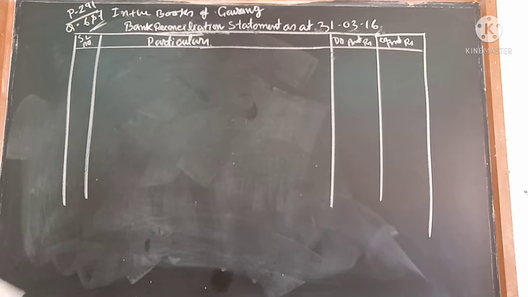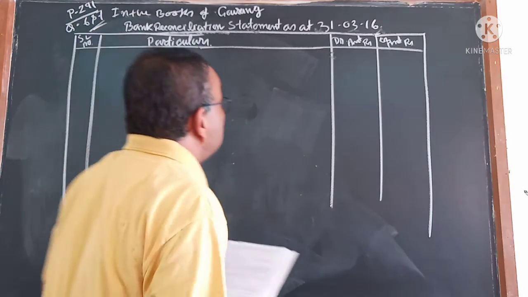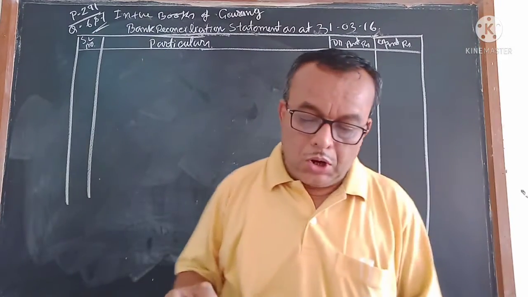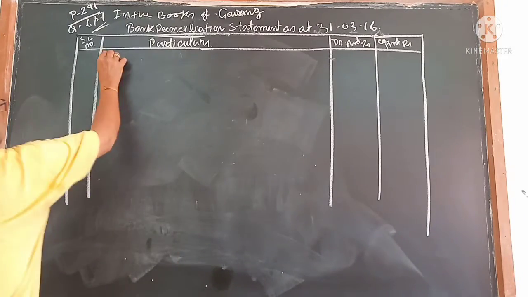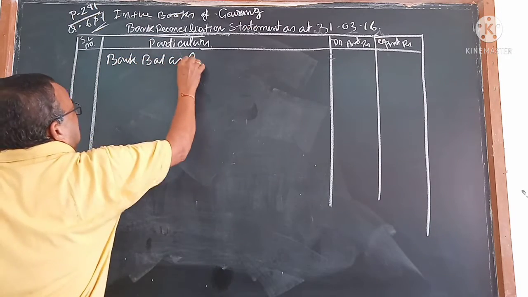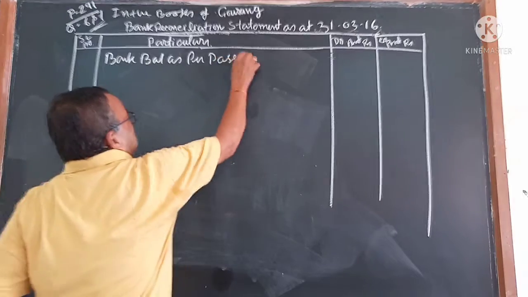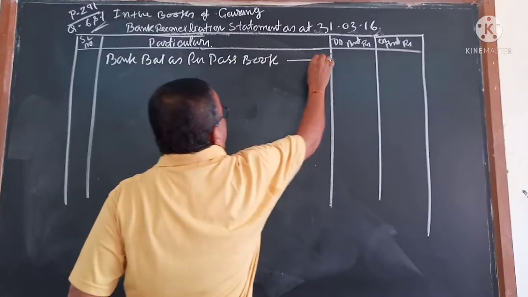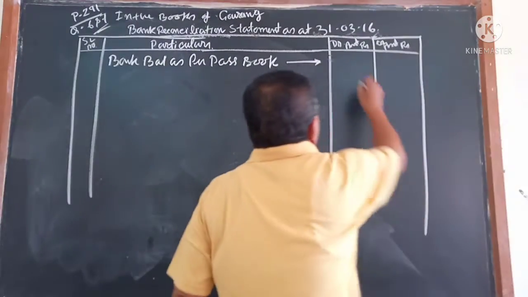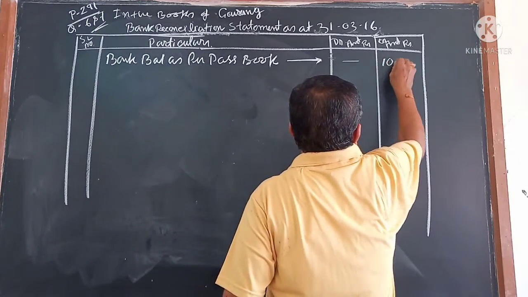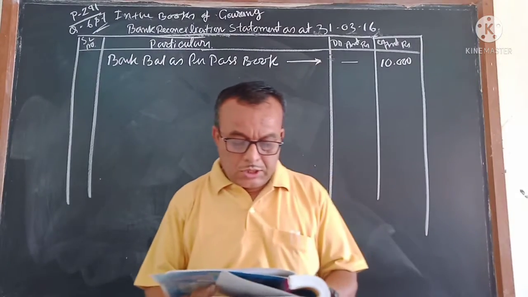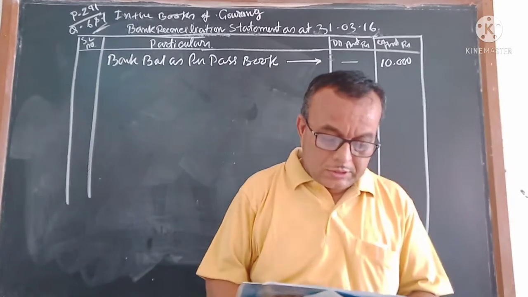3/16. Now I have to write the opening balance which is given: bank balance as per passbook of rupees 10,000. So we write it here, bank balance as per passbook. Now the question coming to your mind: shall I write in the debit column or in the credit column? Obviously, nothing else is given, so passbook credit column, which is called the favorable balance. Now one by one we will say, so it is clear.